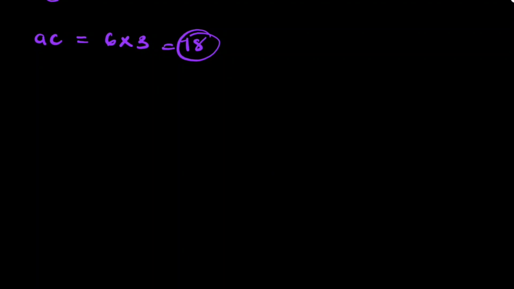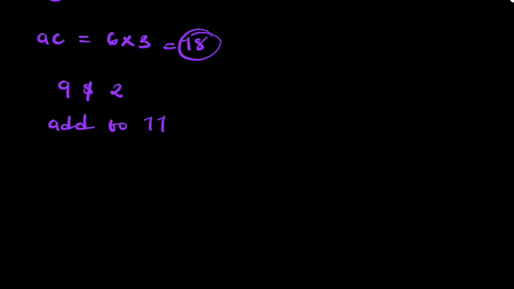So we have to now check the factors. We can take 9 and 2. If you add 9 and 2, you get 11, and if you multiply 9 and 2, you get 18. So they are our numbers.